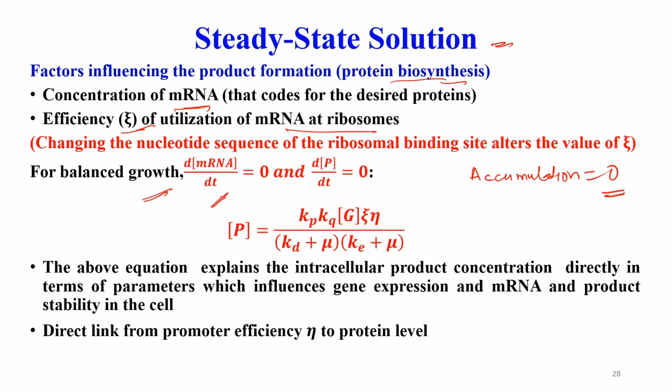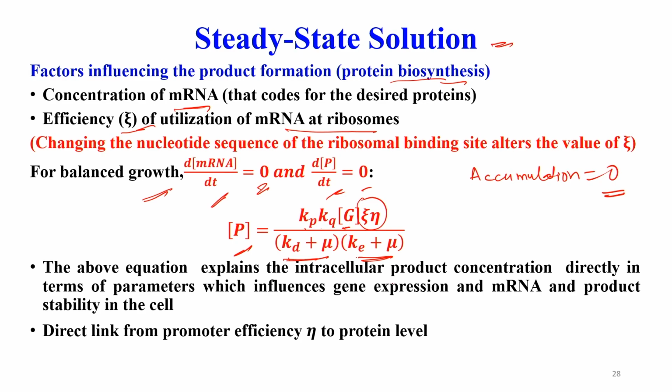So, dmRNA/dt equals 0 and dp/dt equals 0. This leads to the calculation of the value of product formation. This is a function of Kp, Kq, the synthesis rate of mRNA, the synthesis rate of protein into G, which is the concentration of the active gene participating. In addition, these two efficiencies are also there, and this is directly proportional, and it is inversely proportional to the deactivation rate of mRNA and the deactivation rate of protein.